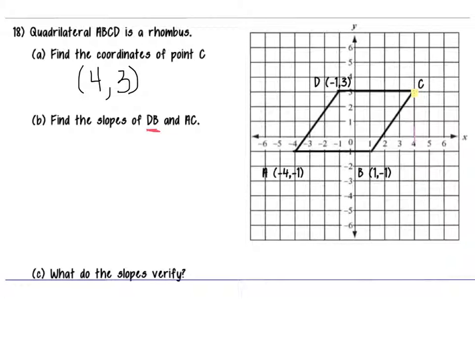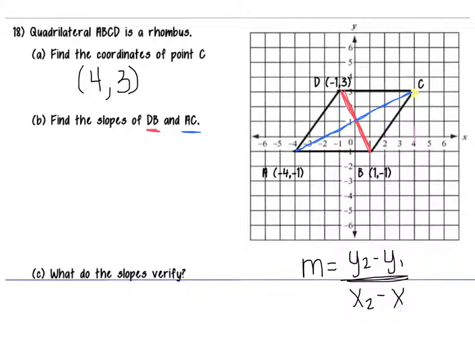All right, the next thing that I've been asked to do is to find the slope of DB. So DB is going to be this diagonal that goes down through here. And then I've been asked to find the slope of AC, which is going to be the diagonal that scoots up through here. Now, in order to find the slope, I can do that two different ways. Way number one is to use the slope formula, and I'm going to write that down here. The slope formula is my change in y over my change in x, so that's my second y minus my first y over my second x minus my first x.